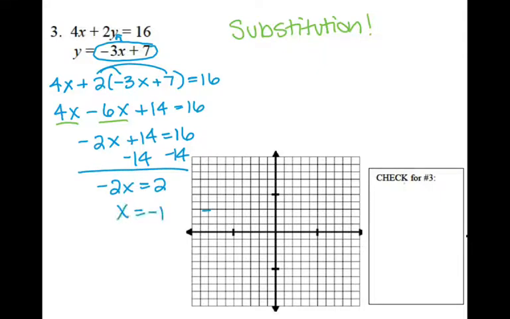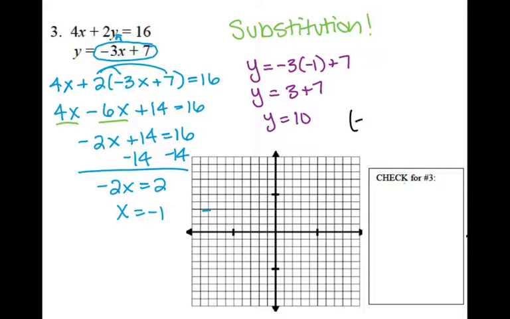So x equals 1. I'm going to take that and plug it into my circled equation so I can solve for y. That gives me y equals -3 plus 7. So y equals 4. So hopefully my solution is (1, 4). But I'm going to double check it by plugging it into both of my equations.